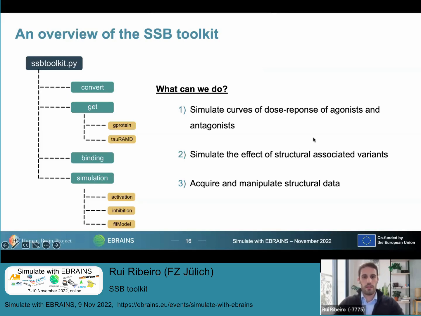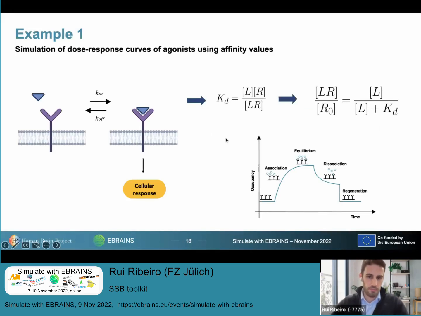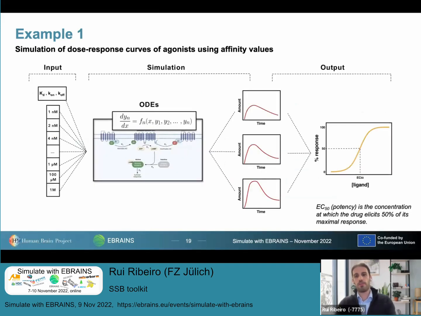So let's have a look at different implementations. The first example, and the most basic one, is the simulation of dose response curves of agonists using affinity values. If we use these values, the KD, the affinity value, we can calculate the fraction of receptors in the equilibrium as a function of ligand concentration. This is according to the occupancy theory. And we can use these fraction values to simulate the pathways and obtain the dose response curve.